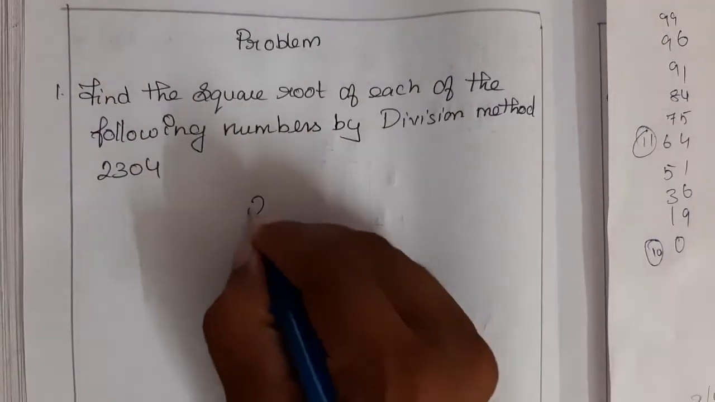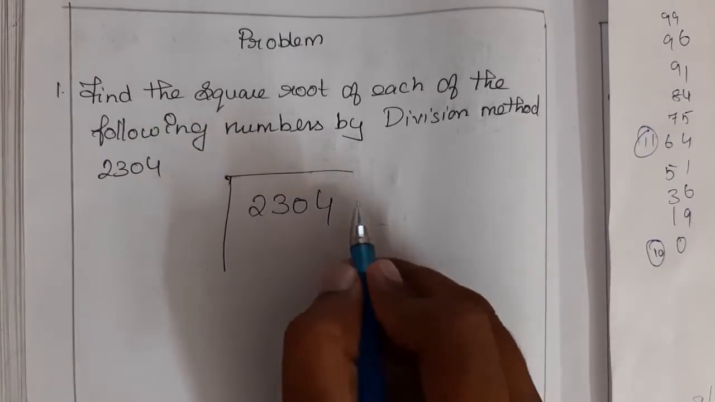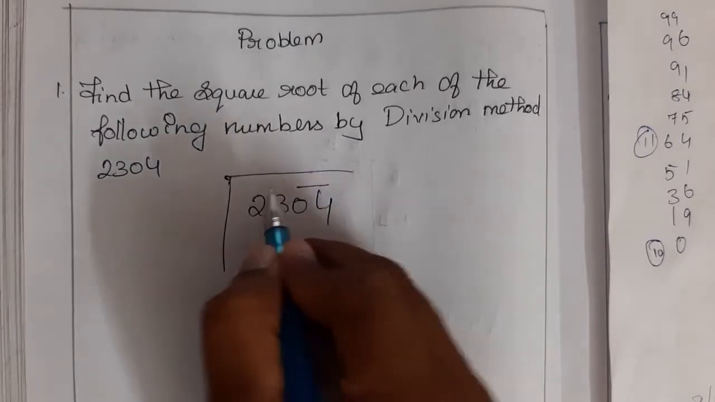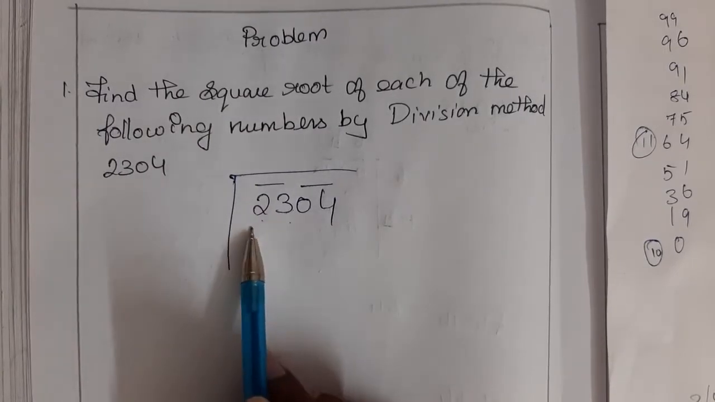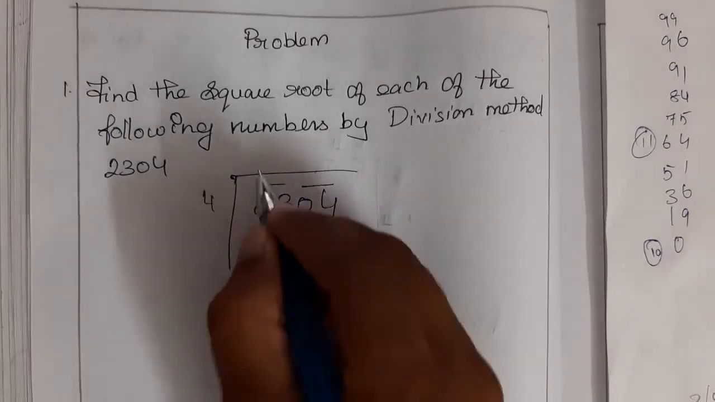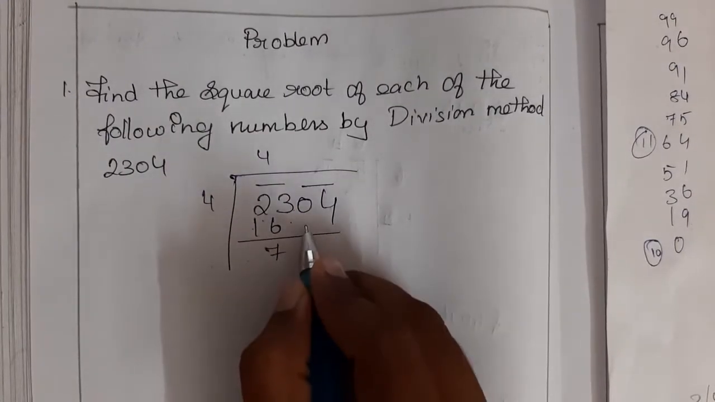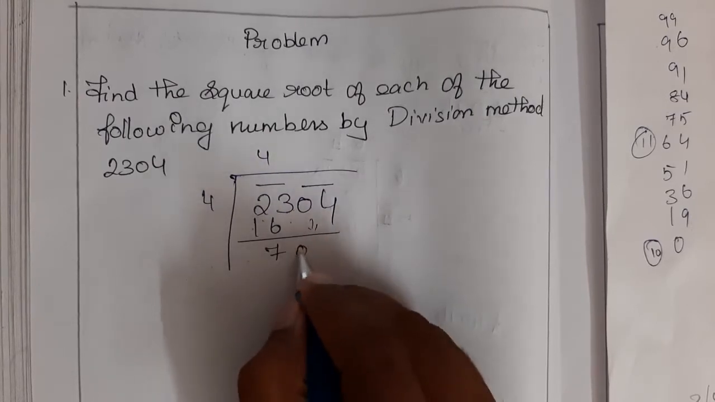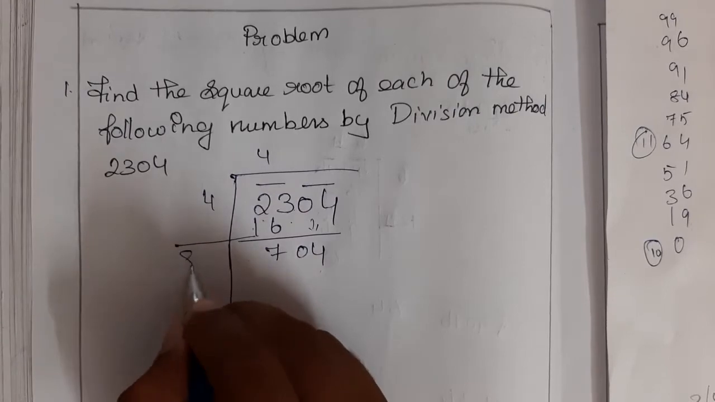2304. By the division method, we have to find the square root. From the ones place, make pairs: this is one pair, and this is another pair. 23 is not a square number. Less than 23, the square number is 16. So 4 4s are 16 and the balance is 7. Next, we bring down the pair 04, making 704, and double the 4, which becomes 8.